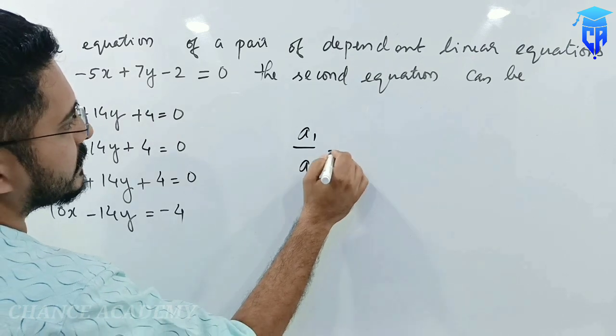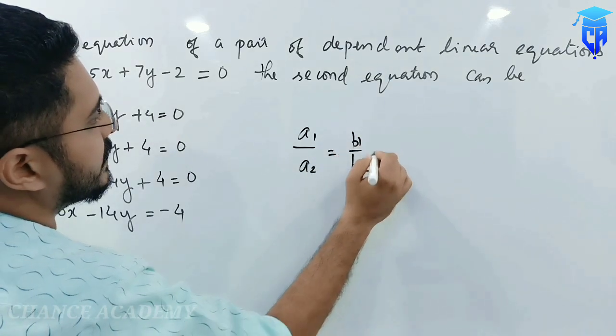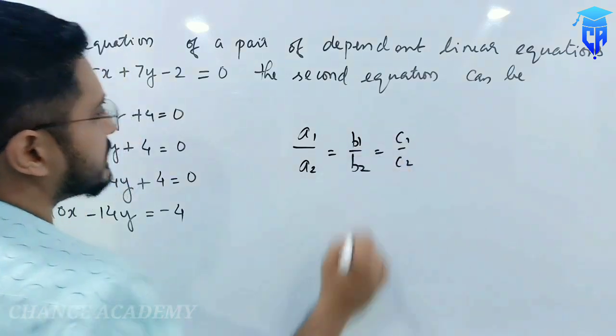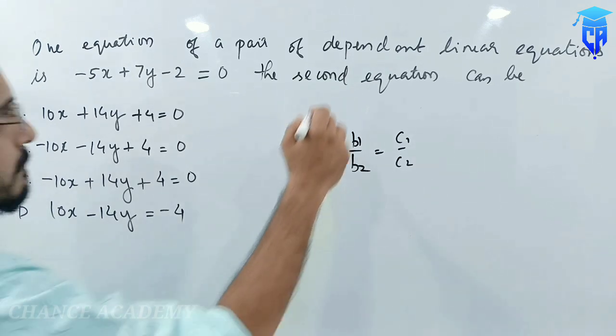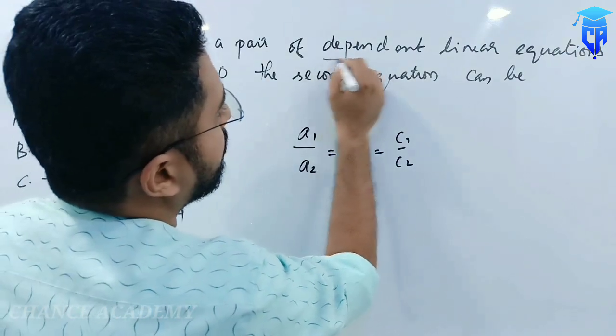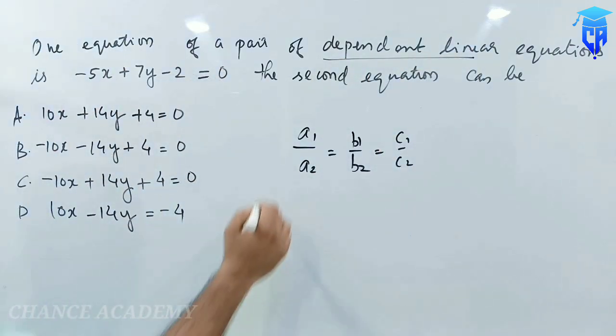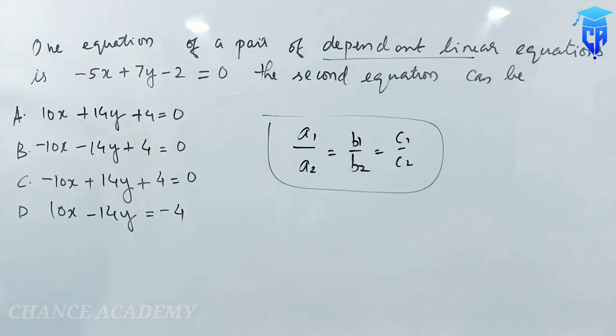So dependent linear equations means the coefficients will be in a relationship in such a way that a1 by a2 is equal to b1 by b2 is equal to c1 by c2. This happens when the lines will overlap and the pair of equations will be having many solutions. So that's the condition. You can make a note on this. Dependent linear equations, the conditions are the same. a1 by a2 is equal to b1 by b2 is equal to c1 by c2.